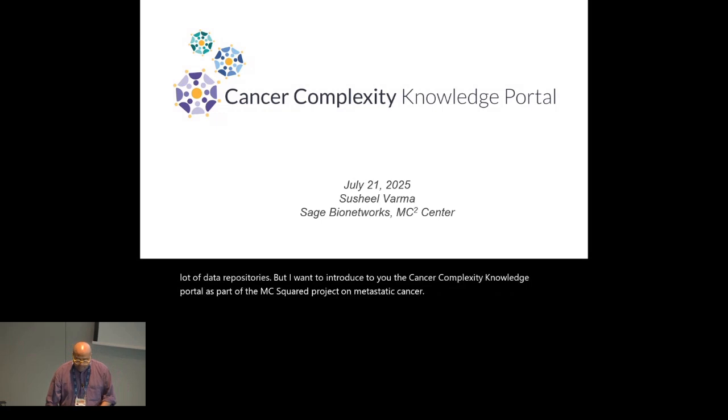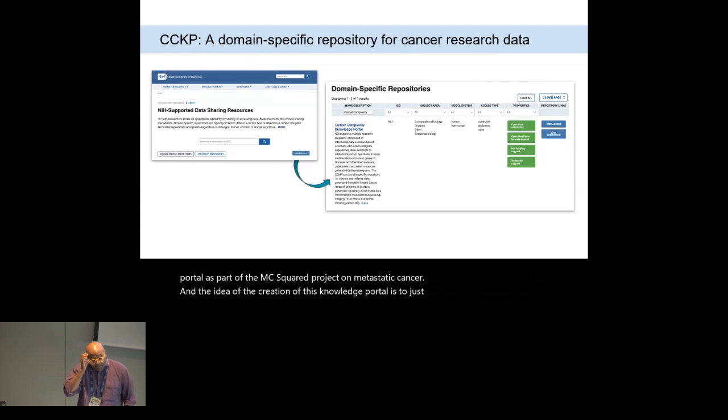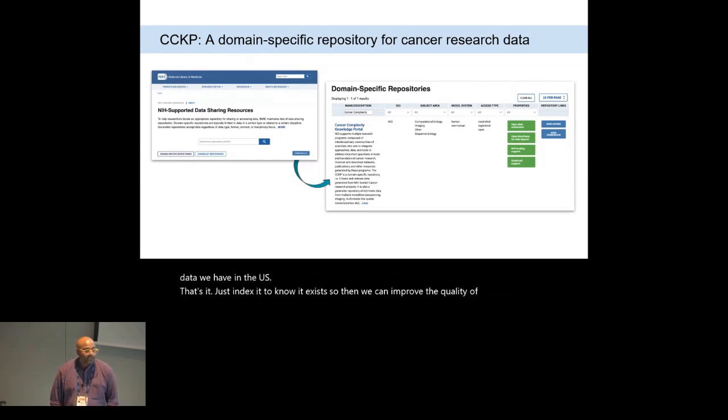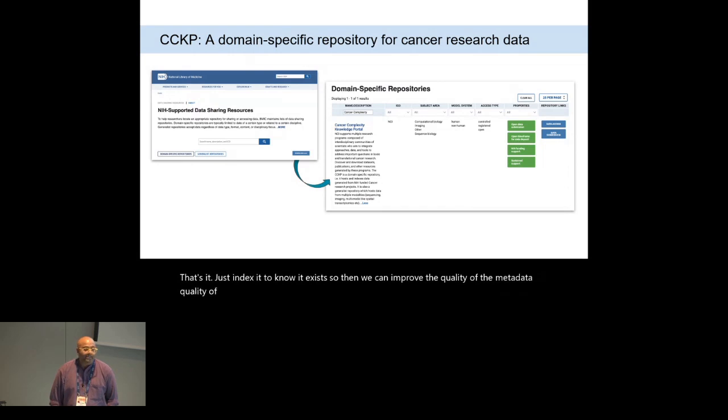And the idea of the creation of this knowledge portal is to start simply: index the cancer data we have in the US. That's it. Just index it to know it exists, so then we can improve the quality of the metadata, the quality of how you get access to the data, and how you make sure it's available. So, the CCKP is one of the NIH supported data resources.